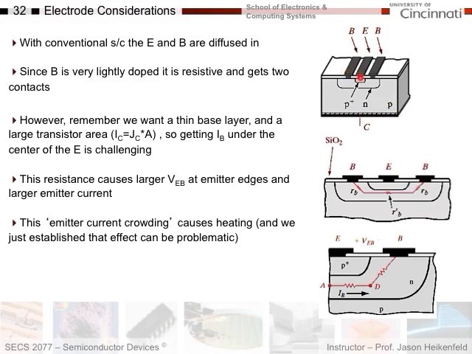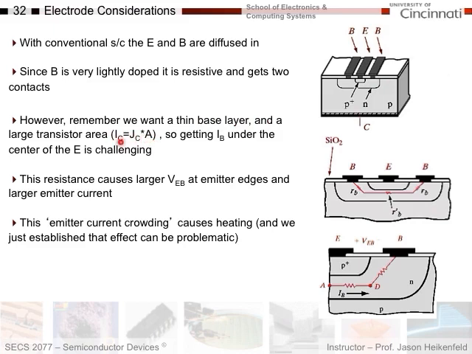The base is lightly doped, it's resistive, so I'll put a base contact on both sides. Otherwise, I'd have to have base current go all the way over here, which is a longer resistor, and would cause this BJT to be more difficult to turn on and off, right? Now, remember, we want the base layer as thin as possible, but we also want a really large transistor area because that gives us maximum current flow, right?